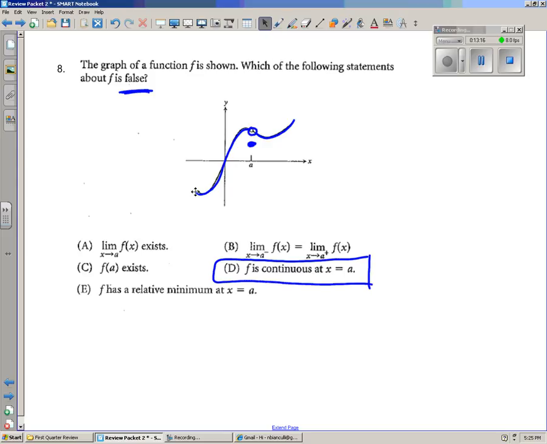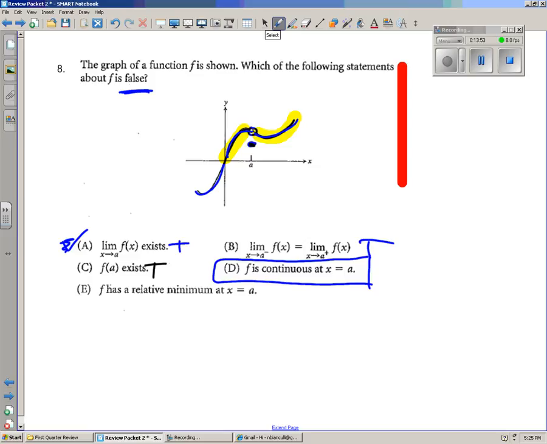Limit as x approaches A of f of x exists. If you think about the shutter method for a minute, what you don't want to do is look at what's happening at A. What you do is look at what's happening as you get closer and closer to A. As you get closer and closer to A from both sides, the limits meet up. So that's actually true, so we don't want it. The limit as x approaches A from the left has to agree with what's happening from the right. So that is true. F of A exists. For F of A, you don't look at the sides. You look at exactly what's happening at A, and there's a filled-in circle, so F of A exists.